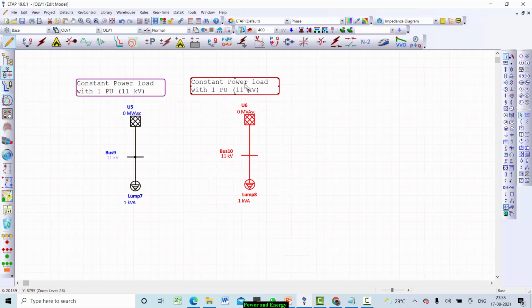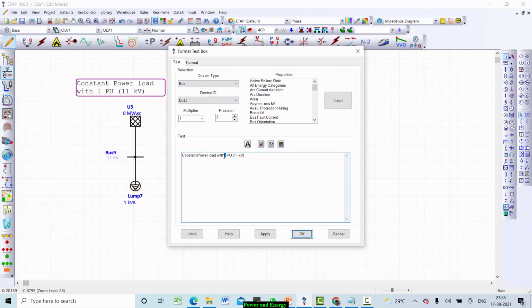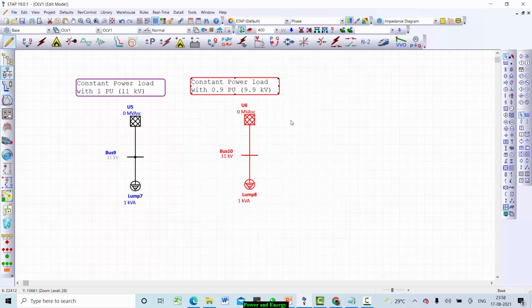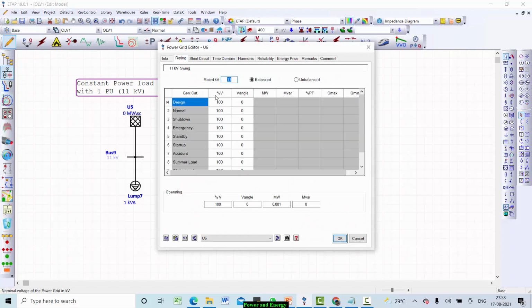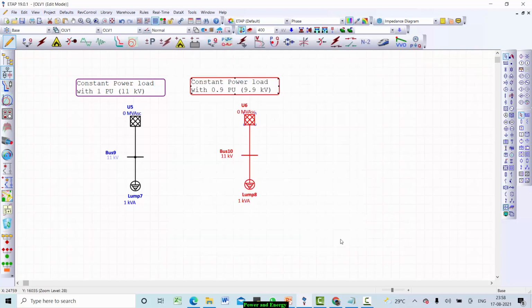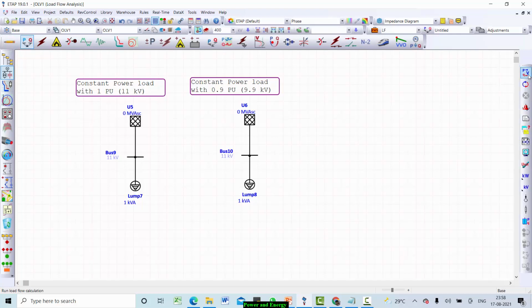Now let me showcase the same SLD with 0.9 per unit. 0.9 into 11 becomes 9.9. So for this voltage, what would be the power drawn by the load? Go to grid voltage, make it 9.9. That is 0.9 per unit. Now run load flow. Now you can see the answer. In both occasions, power drawn by the load is 1 kilowatt.